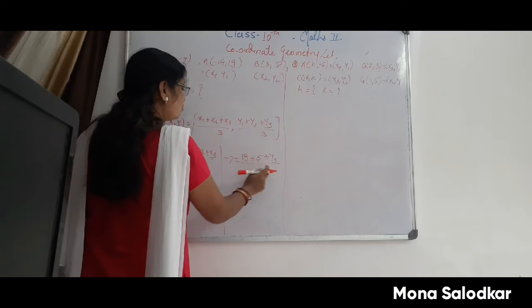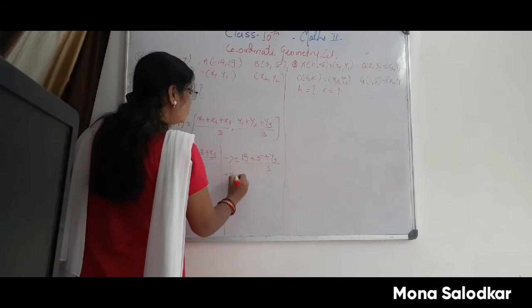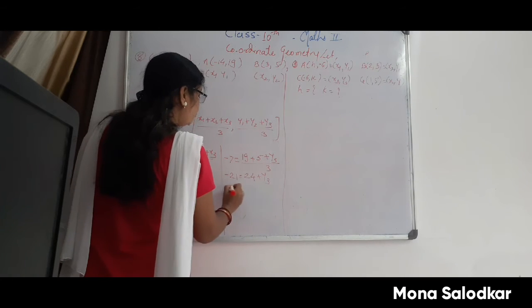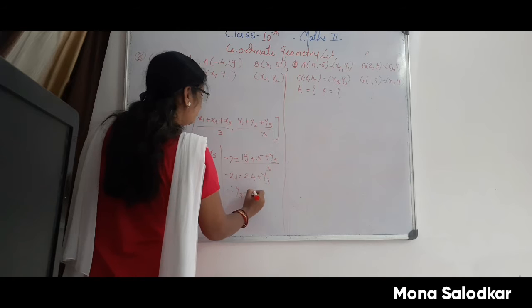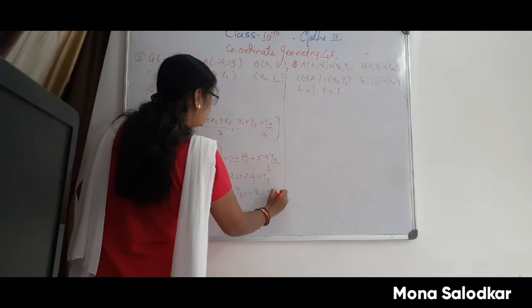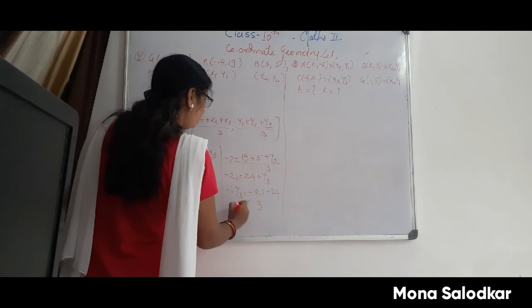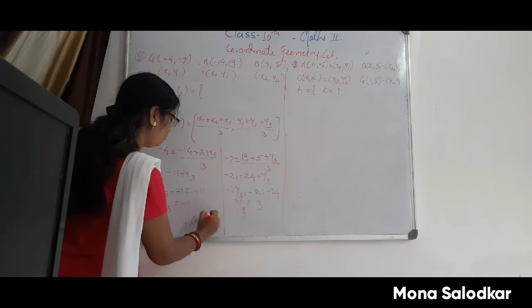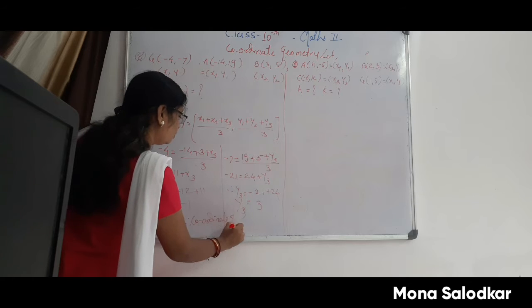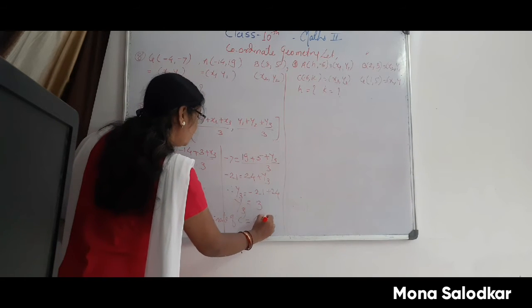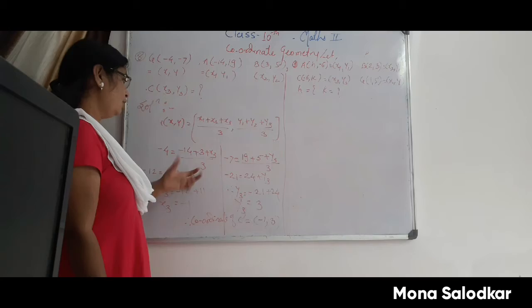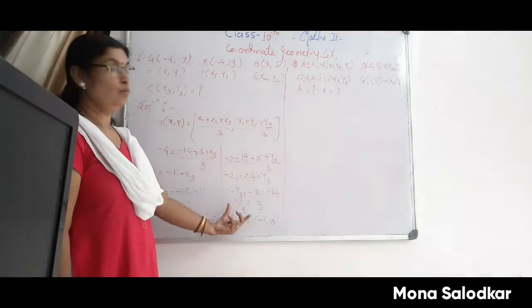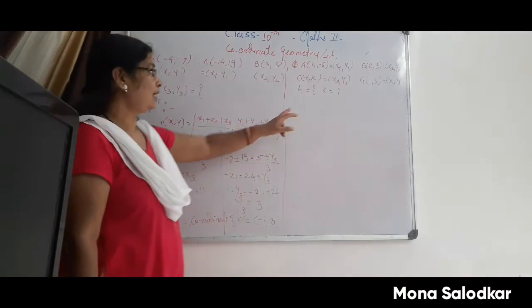Now here also do the cross multiply. 7 3s are 21, 19 plus 5, 24. And therefore y3 is equal to minus 21 plus 24. What is your answer? 3. And therefore the coordinates of C are equal to what? Minus 1 and 3. You have to separately take x1, x2, x3 and then y1, y2, y3. Now let's see the ninth problem.